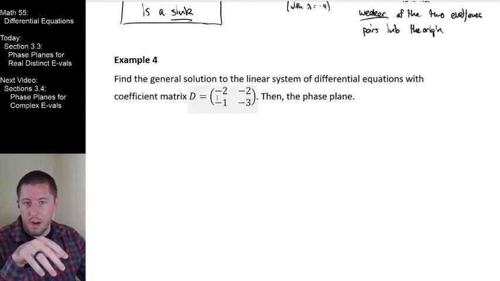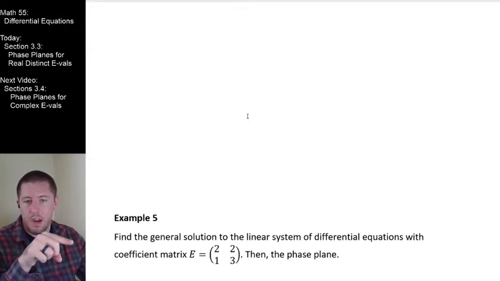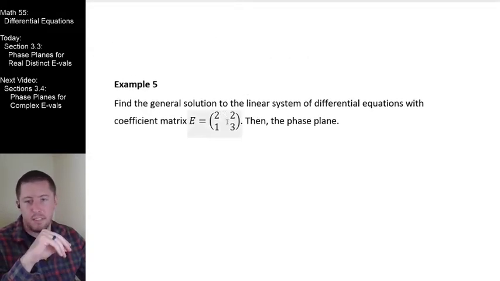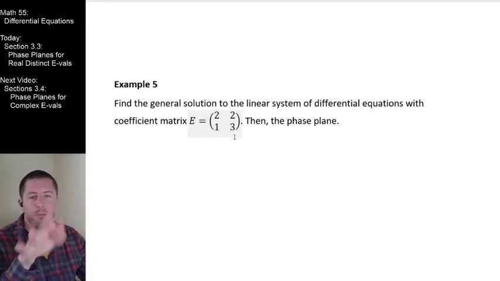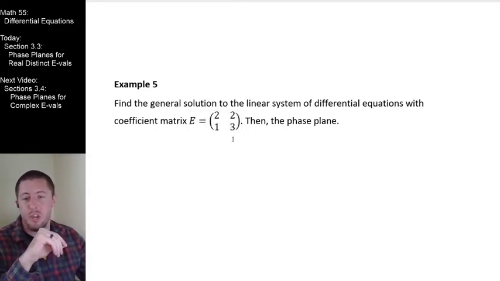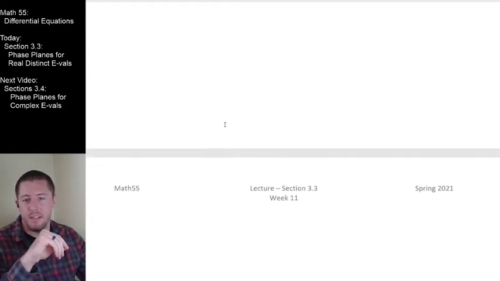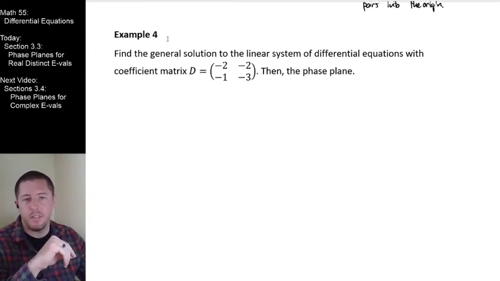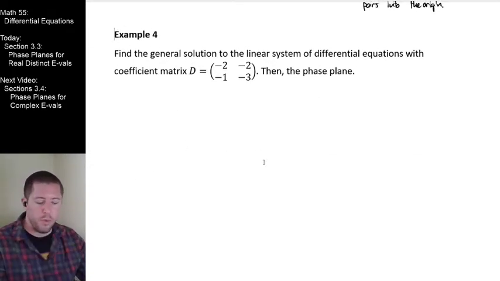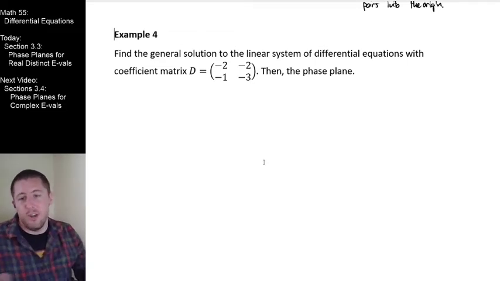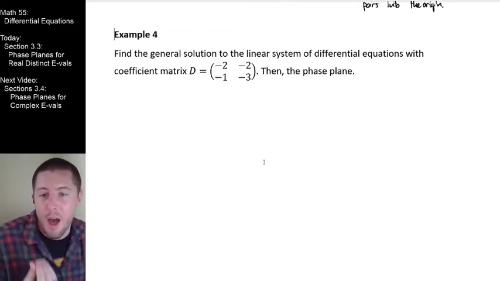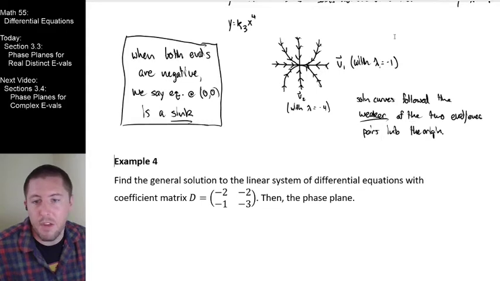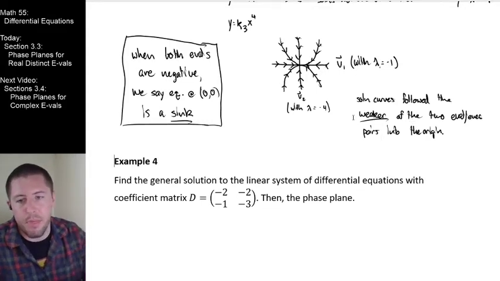So check out our D matrix here, -2, -2, -1, -3. Our last example for the day is positive 2, positive 2, positive 1, positive 3. So for example 5, we're going to do essentially no work. We're just going to state that it's the opposite of example 4, and that'll be our last one. So example 4 is my last real one that we want to look at here. But I want to show you some complicated math that we can do to help us justify these types of conclusions that we came to in example 3.